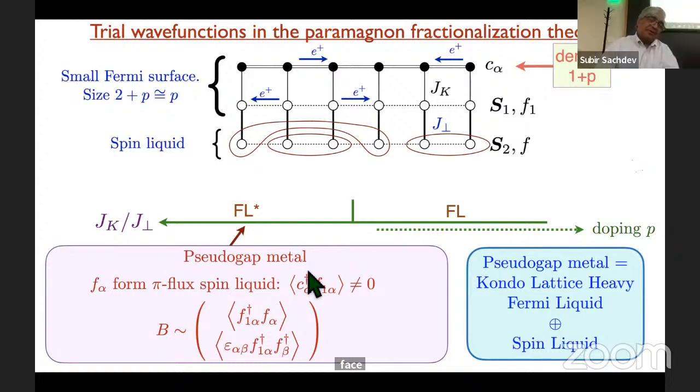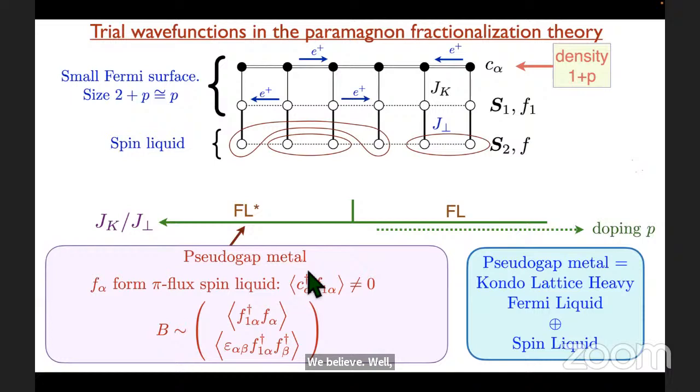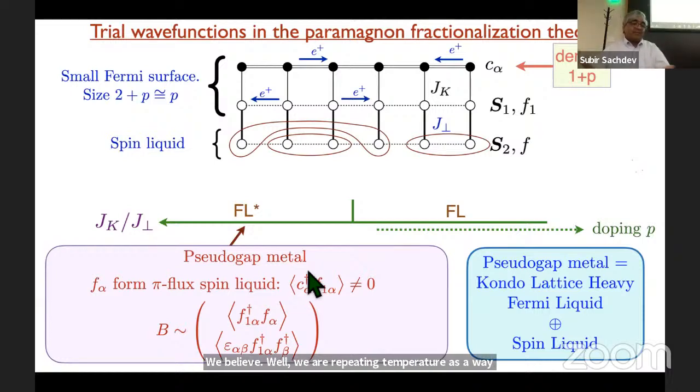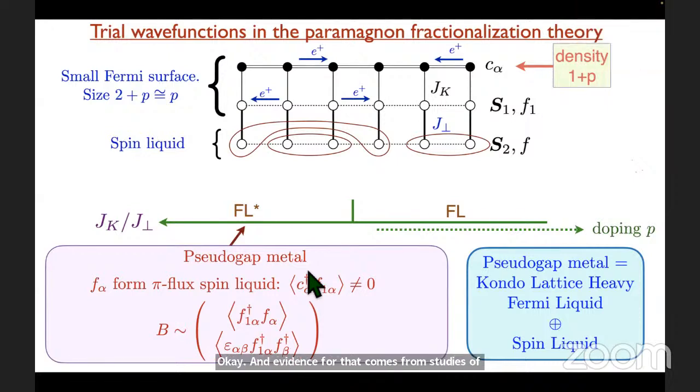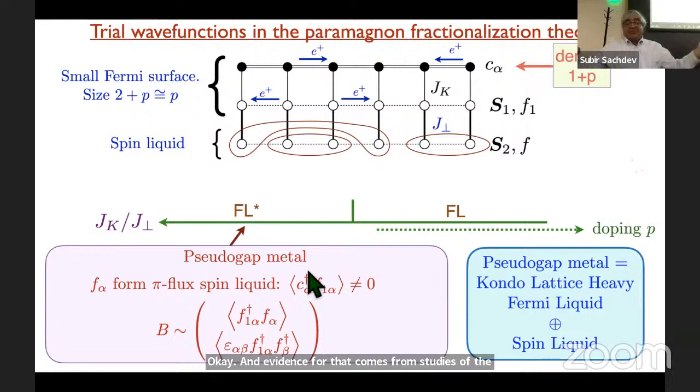Yes. Well, the underlying assumption is that the theory is always confining at zero temperature, we believe. But we are treating temperature as a way to access some of the short distance physics where we think there's deconfinement. Evidence for that comes from studies of the square lattice where people do see something like this. It's like QCD: QCD is always confining the protons, but we can still talk about quarks by high energy experiments. It's a very similar philosophy here.